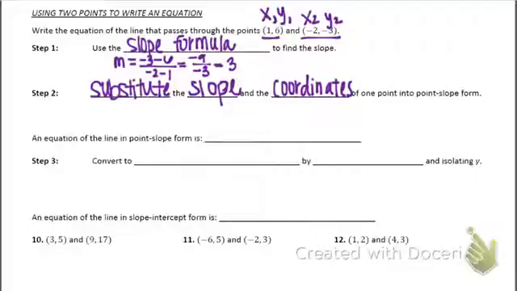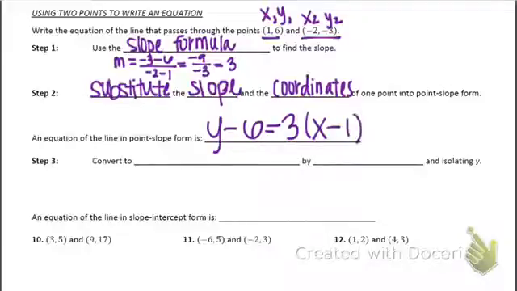Who wants to plug in positive 1, positive 6? Who wants to plug in negative 2, negative 3? Okay, I think for sure positives win. So here's what we're going to do. An equation for the line in point slope form would be y minus 6 equals your slope, which is 3, times x minus 1. There you go. That's all you have to do.